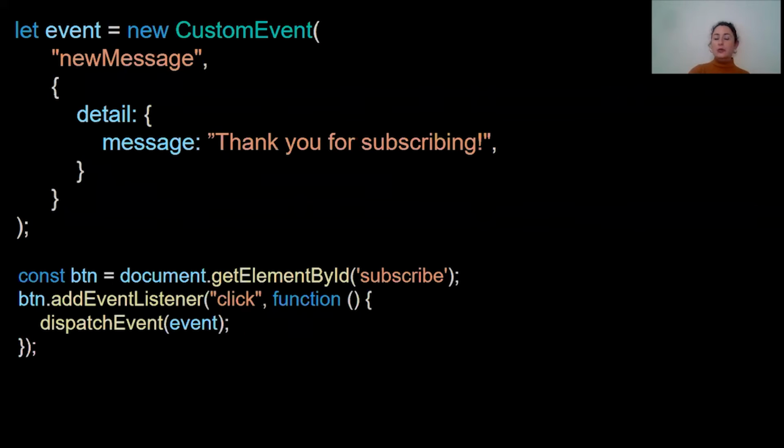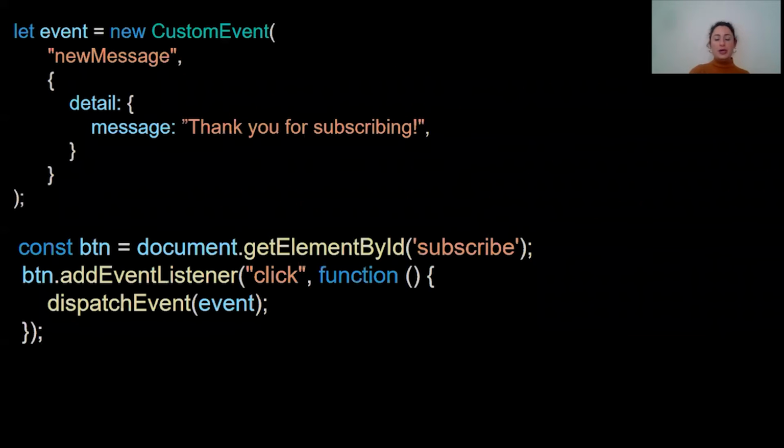Now we're going to see two short code examples of how EDD is implemented. Here we can see a very simple HTML. We just have a button with an ID of subscribe. Here we're creating a new JavaScript custom event called new message. It holds the detail of a message that says, thank you for subscribing. We're adding an event listener to the button that every time it's clicked will dispatch the event we just created.